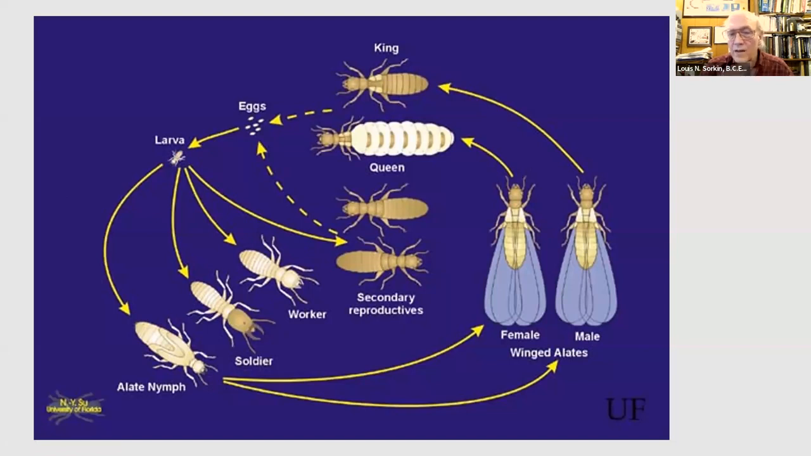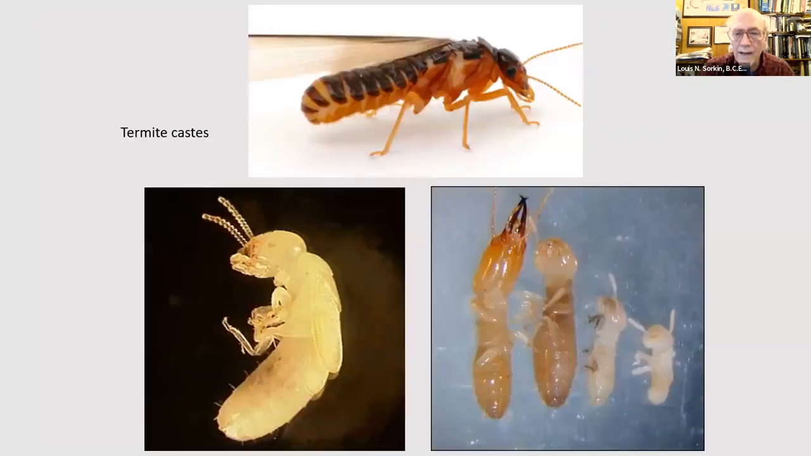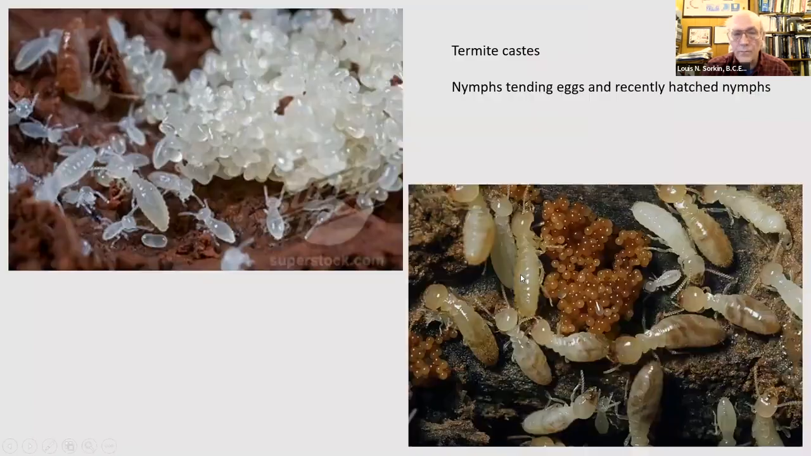They may become secondary reproductives. They may go into being primary reproductives. It depends what that nest really needs, and the queen is then moderating what goes on by her pheromone product. The caste system: you could see here an alate, which is the reproductive stage, the termite with wings. So this one's going to be a reproductive. Then you have workers and you have soldiers.